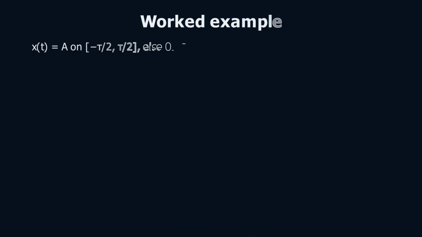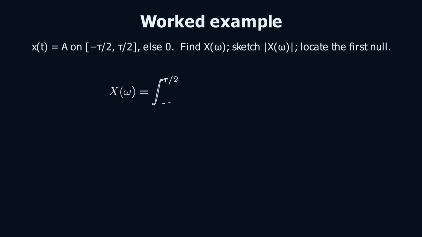Gate's favorite transform, done clean. A rectangular pulse, height A, width tau, centered at 0. Find the transform, sketch the magnitude, and locate the first null. The integral only lives where the pulse does. Integrate the exponential directly, no tables needed.